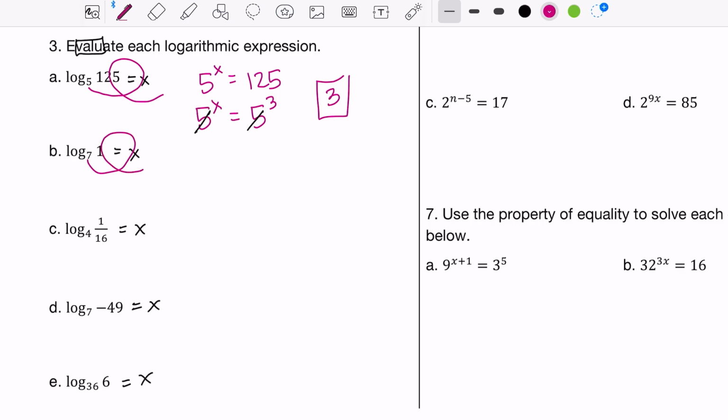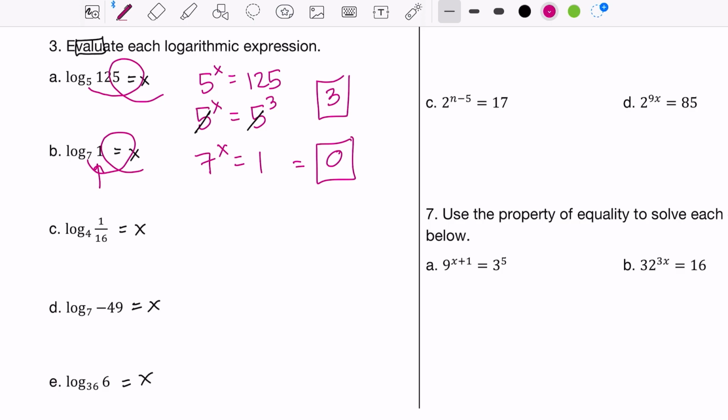7 to the x equals 1. What power does that exponent have to be for 7 to give me 1? Anytime the argument of a logarithm is 1, that exponent must be 0.